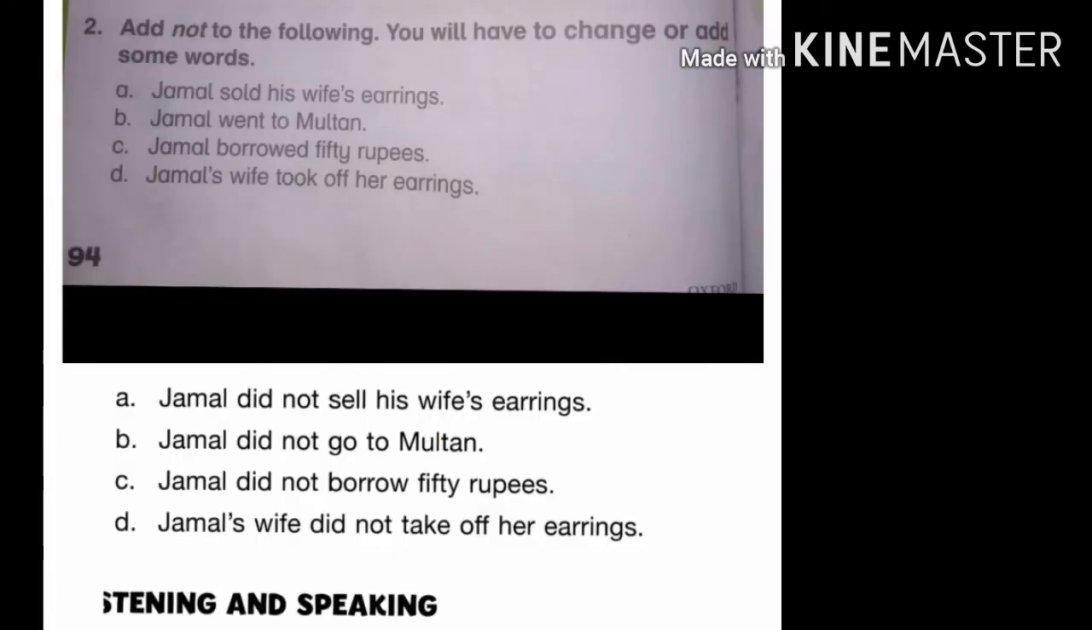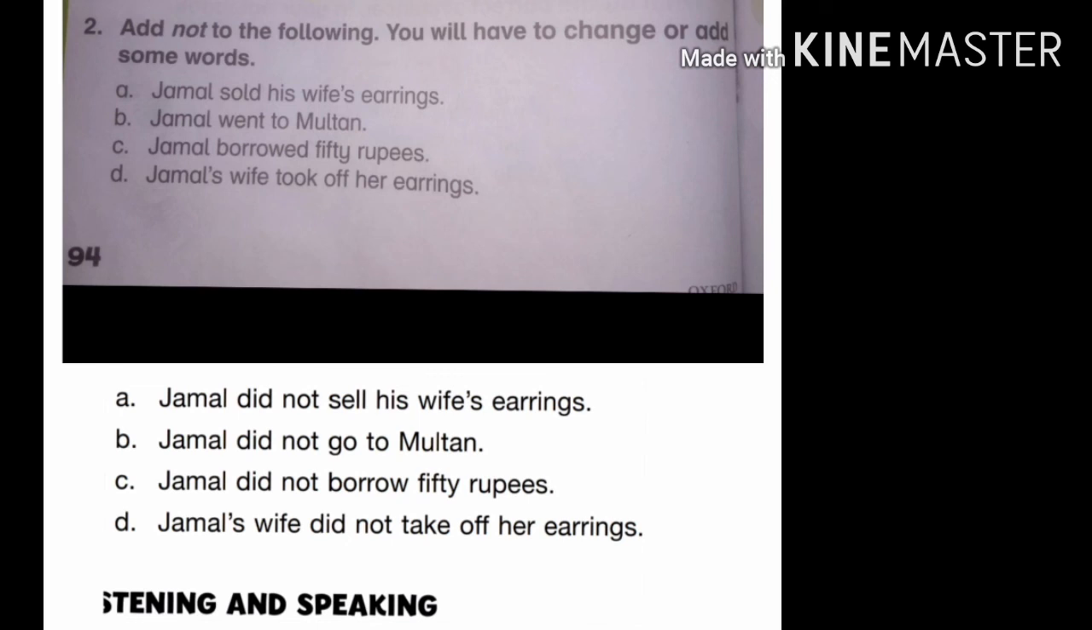Next, part 2, add not to the following. You will have to change or add some words. These are the simple sentences of past indefinite tense and we will have to change it in negative. And of course, as I told you earlier, that we will have to change the form of the verb as well. Let's start. A, Jamal sold his wife's earrings. And the negative sentence will become, Jamal did not sell his wife's earrings, because sell is the first form of sold.